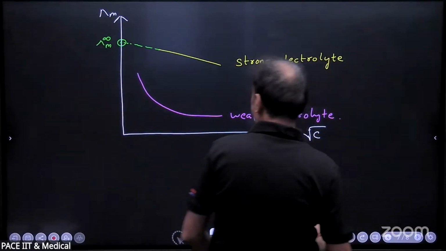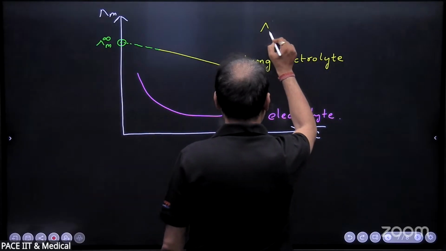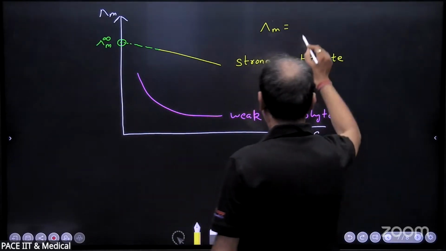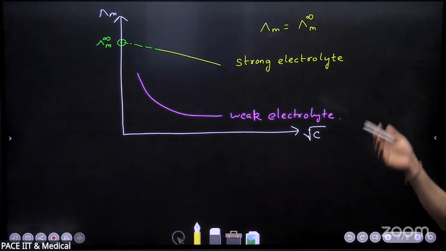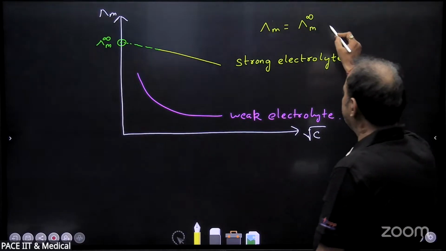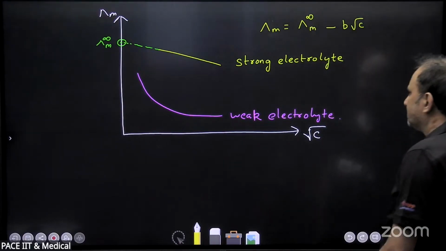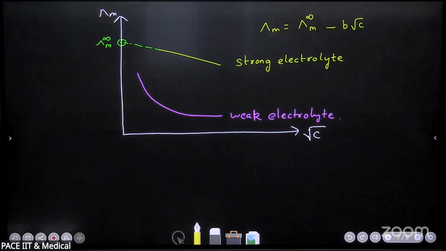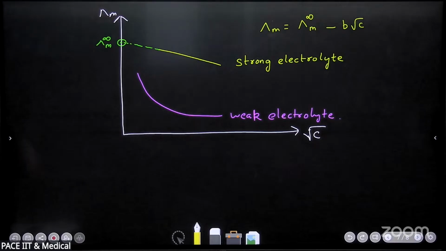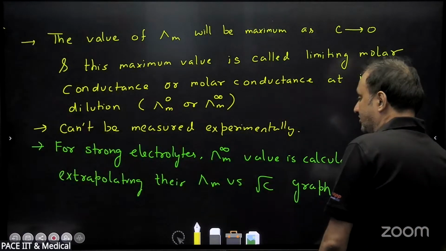For a strong electrolyte, we can write the equation of this straight line. Like y is equal to mx plus c. The y intercept is lambda m infinity and the slope is negative, some constant b times root C. So for strong electrolytes, we can write an equation like this: lambda m is equal to lambda m infinity minus b root C. But for weak electrolytes, we still didn't have any solution.